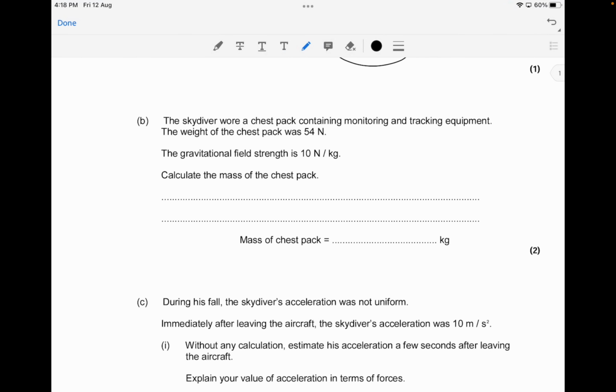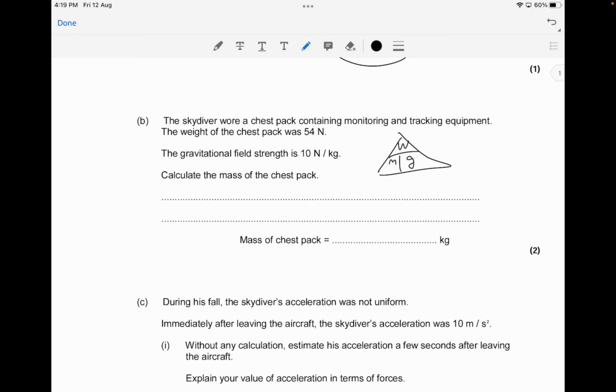Now the next question states that the skydiver wore a chest pack containing monitoring and tracking equipment. The weight of the chest pack was about 454 newtons. The gravitational field strength is about 10 newtons per kilogram. You have to calculate the mass of the chest pack. So what I would like you to use is a nice formula triangle, also known as the WMG.